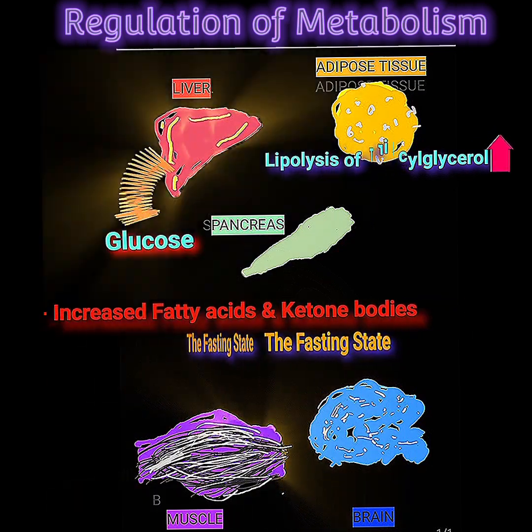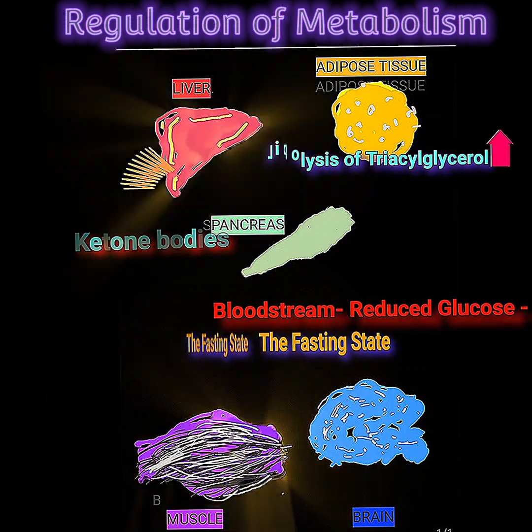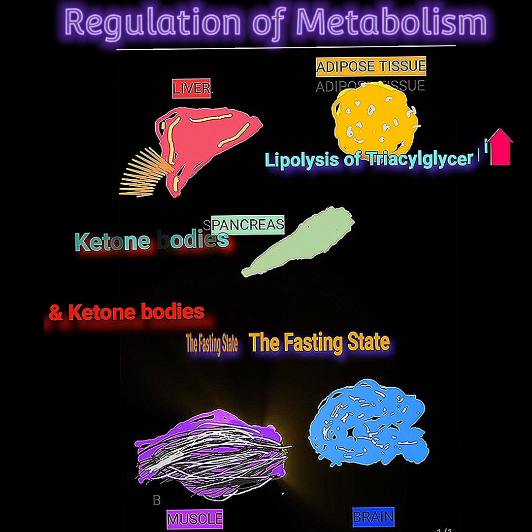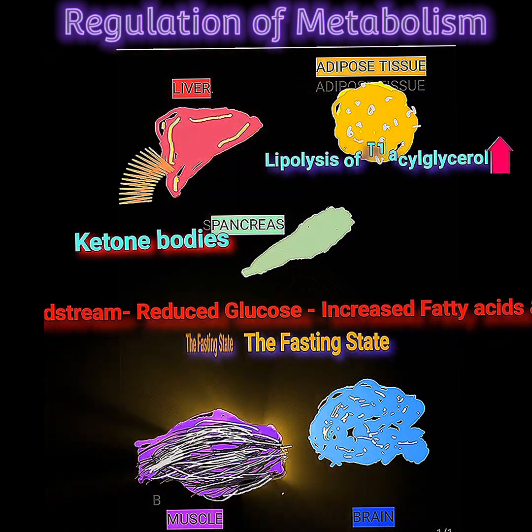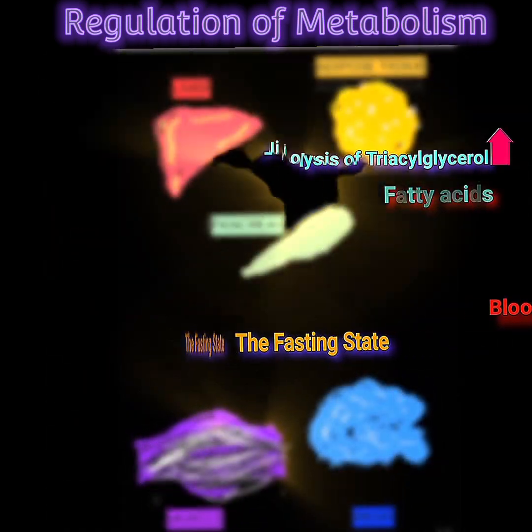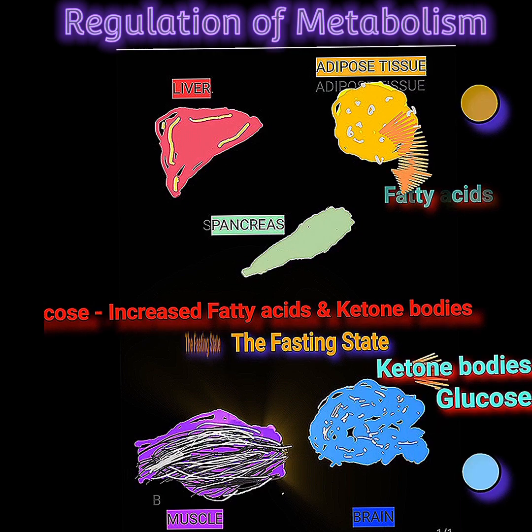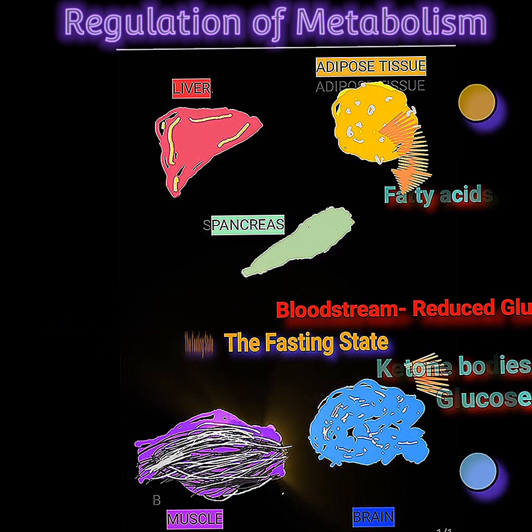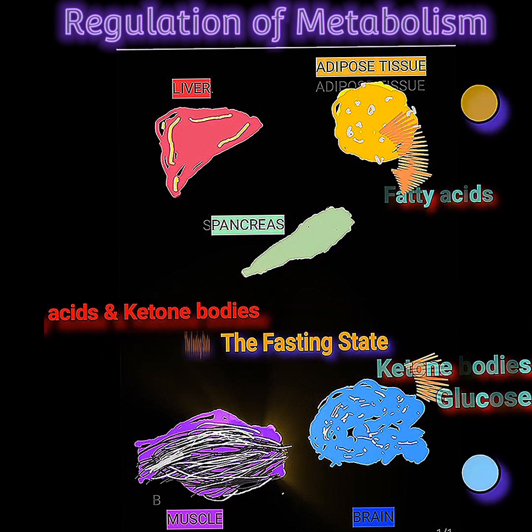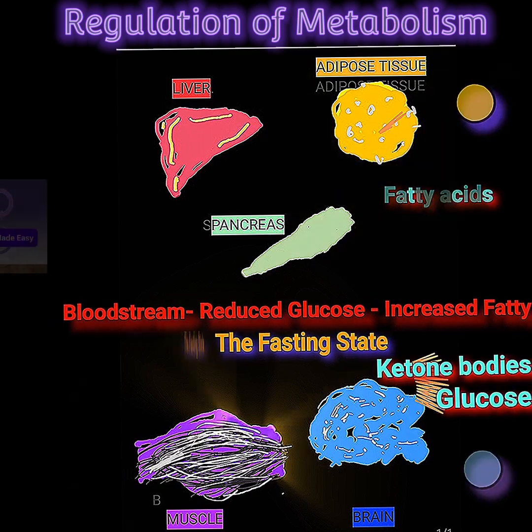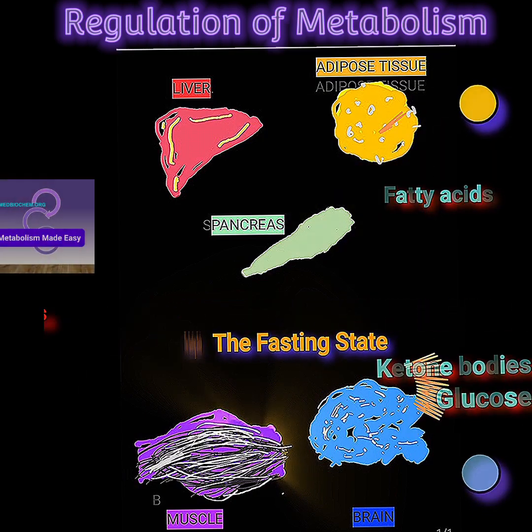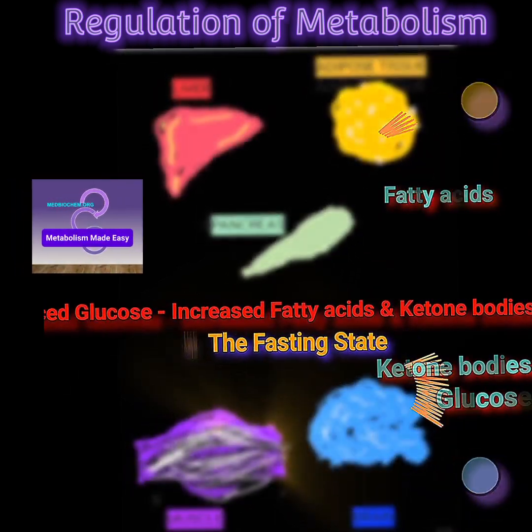ketone bodies. The liver and muscle will switch to using fatty acids provided by lipolysis of triacylglycerol in adipose tissue. The brain can only use glucose and ketone bodies, but not fatty acids, for its energy needs.